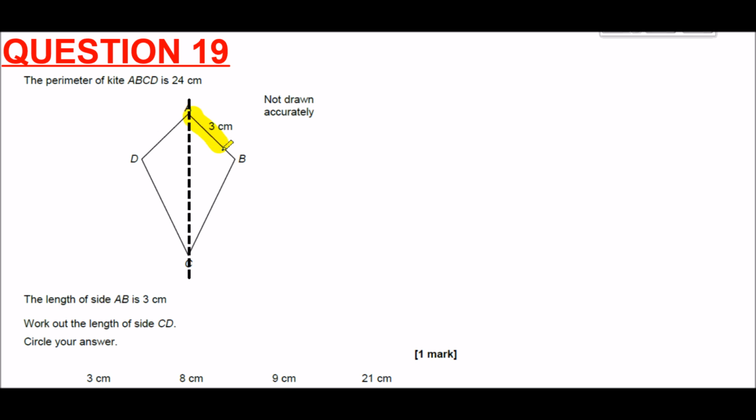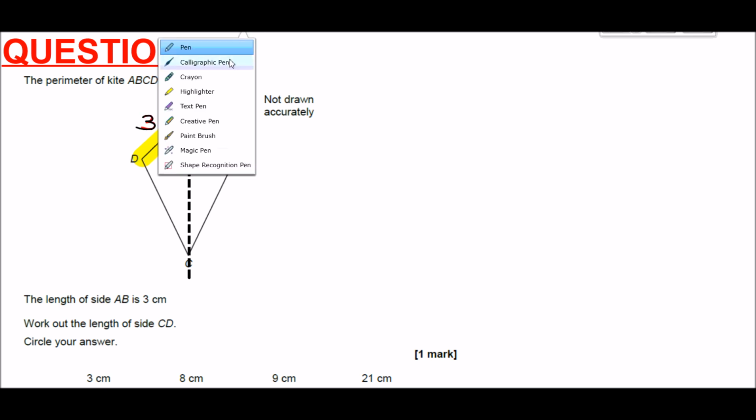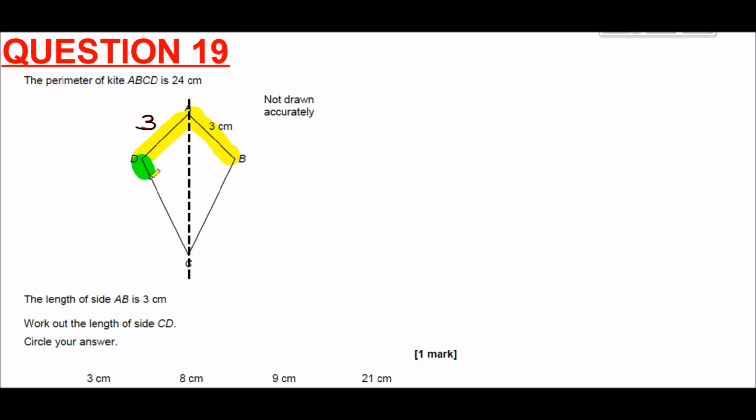So, for example, if AB is 3, AD will also be 3 as well. And whatever DC is, will be the same as CB. So we need to work out these other two now. And so if the total perimeter is 24, we know these two are 3. Then the other two sides, between them, must be 18 centimeters. If these two are 6, these two green ones must be the other 18.